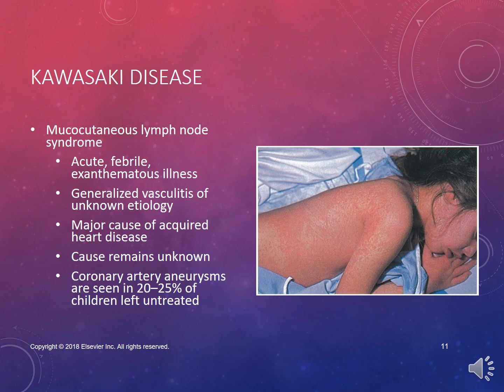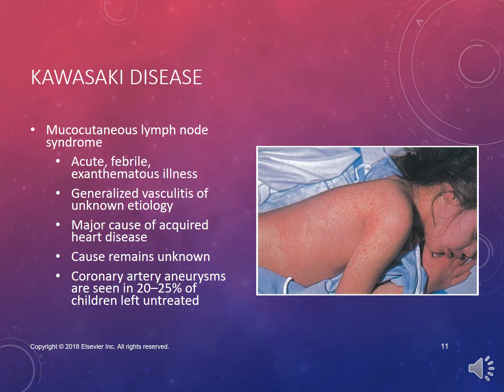Moving on, Kawasaki's disease. Now, this is also known as mucocutaneous lymph node syndrome, and this is an acute febrile inflammatory process. It has generalized vasculitis, but there's not a known cause of it. It is theorized that it's caused by an immune response from viral or even bacterial toxins, but nothing is confirmed.